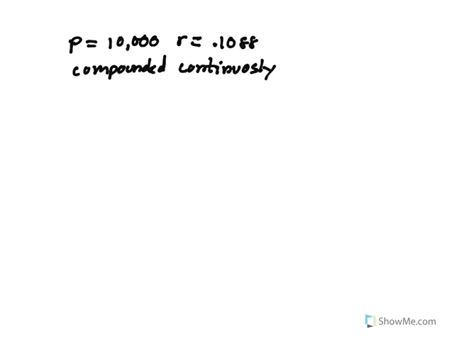So n is going to be, well, actually, we don't need n in this situation, because when it's compounded continuously, we use an entirely different formula. We're going to use this one: P times e to the rt. The e means that we are using the formula for when it's compounded continuously. Now we just plug in the information. Principal is 10,000 times e to the rt.